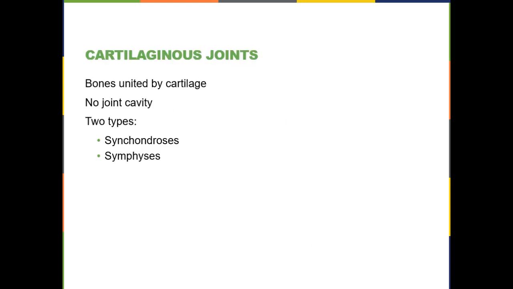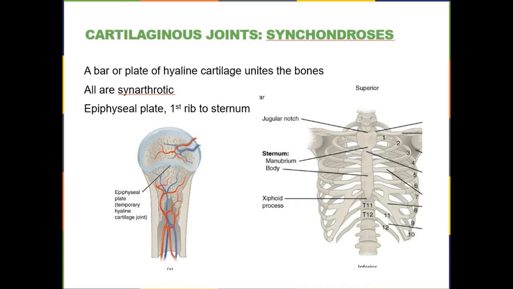Then we said we were going to have two kinds of cartilaginous joints. What they have in common is that it is cartilage that is joining the two bones together, and they also do not have a joint cavity or synovial cavity. And the two different joints are going to be typified by different kinds of cartilage. So first up is your synchondrosis. This is when two bones are held together by hyaline cartilage. And because hyaline cartilage is inflexible, these are referred to as synarthrotic joints.